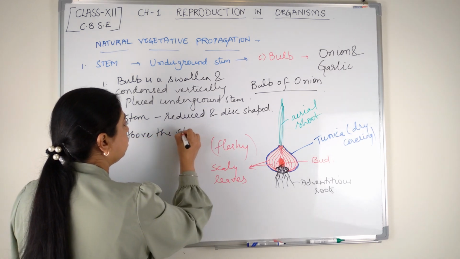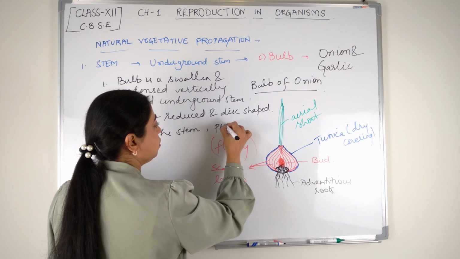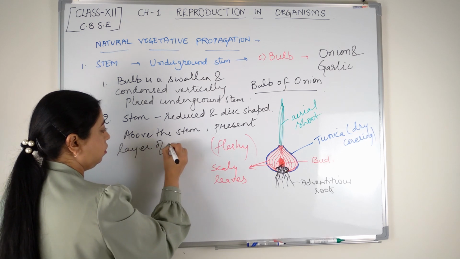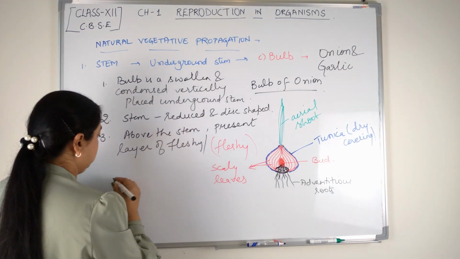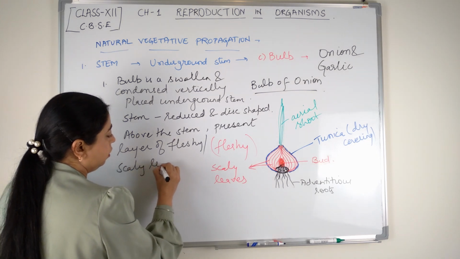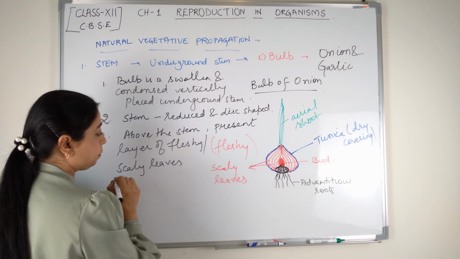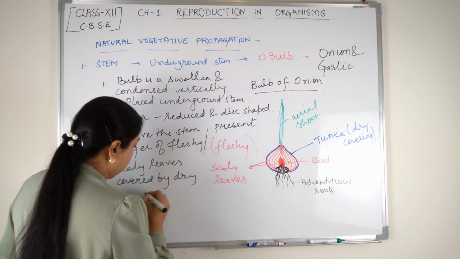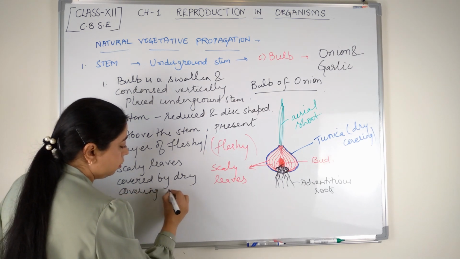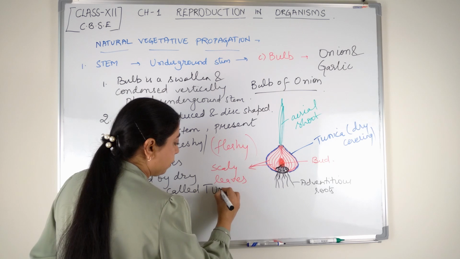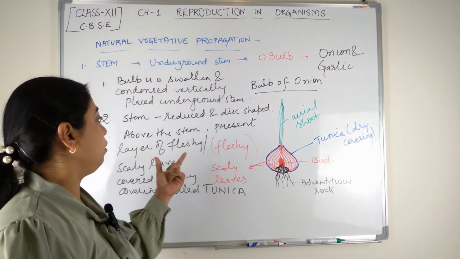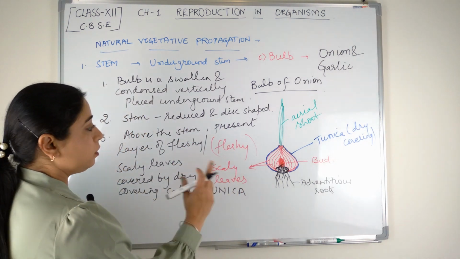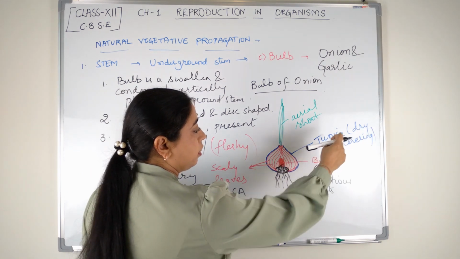Above the stem, present layers of fleshy or scaly leaves, covered by dry covering called tunica. So above the stem there is present layer of fleshy or scaly leaves. This is the edible portion, which is further covered by a dry papery covering, that is tunica.